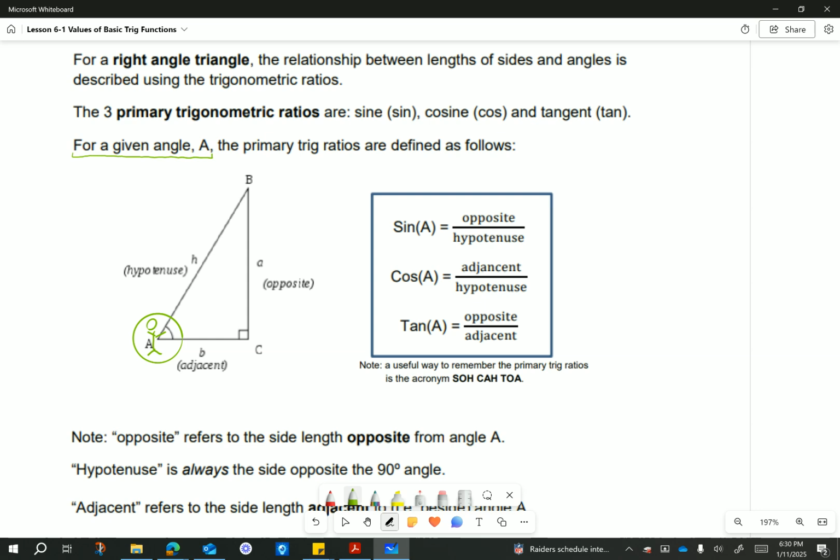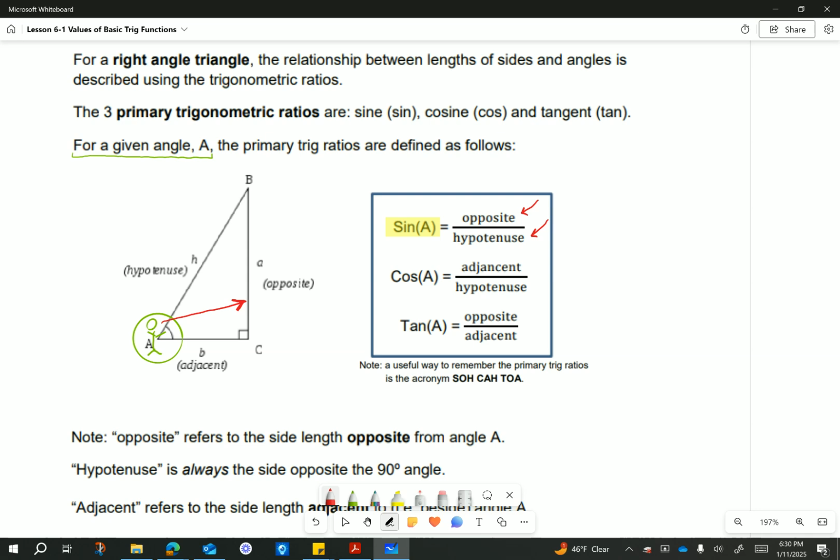So if I asked you to find the sine of angle A, what I'm asking you to do is to stand at angle A, and I need you to find the length of the opposite side, and put that in the numerator, and then find the length of the hypotenuse side. The opposite side from where you are standing is always going to be directly across from you, the leg directly across from you. Now, I said the word leg.